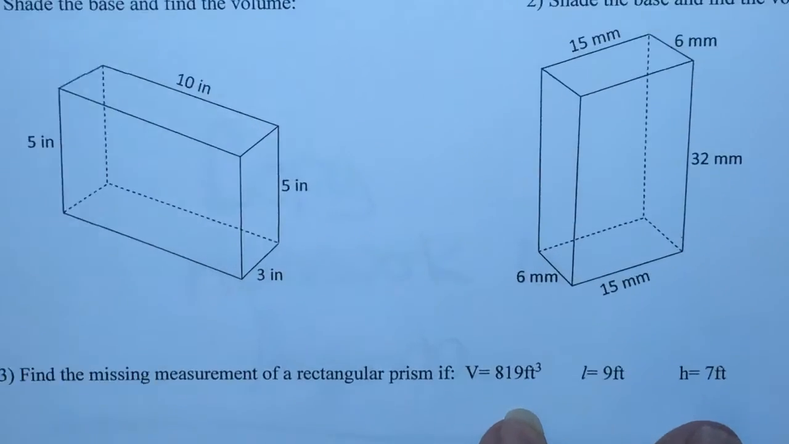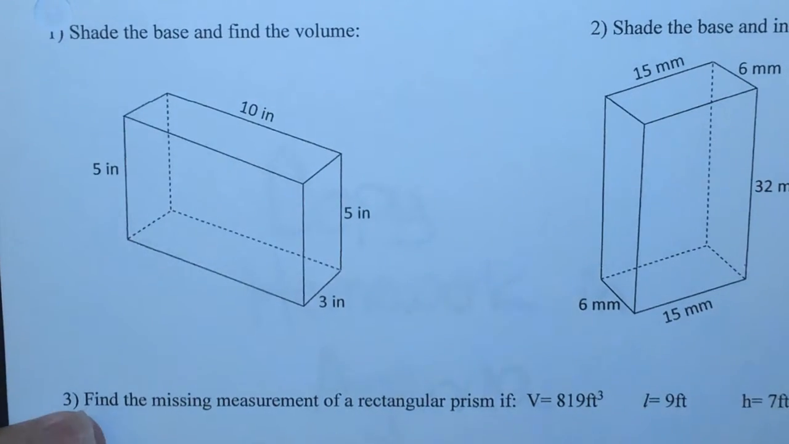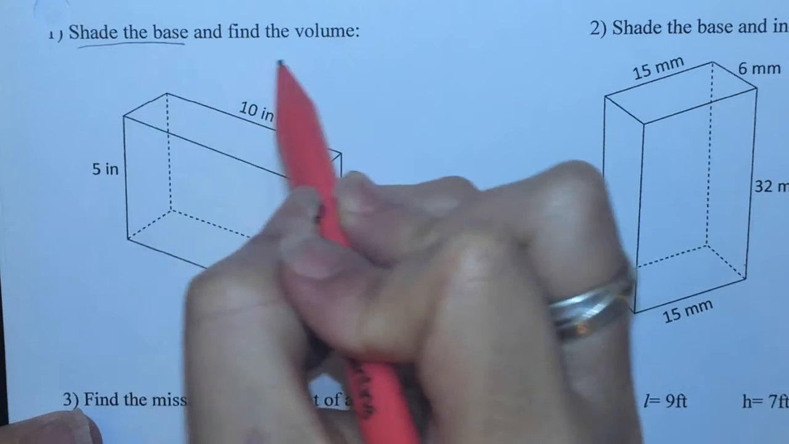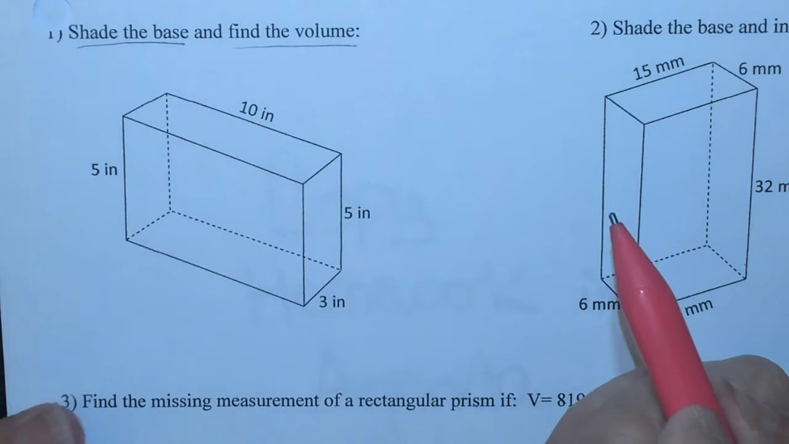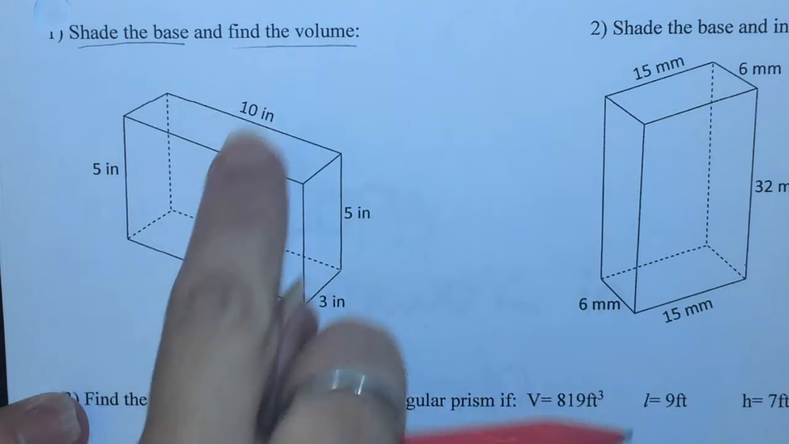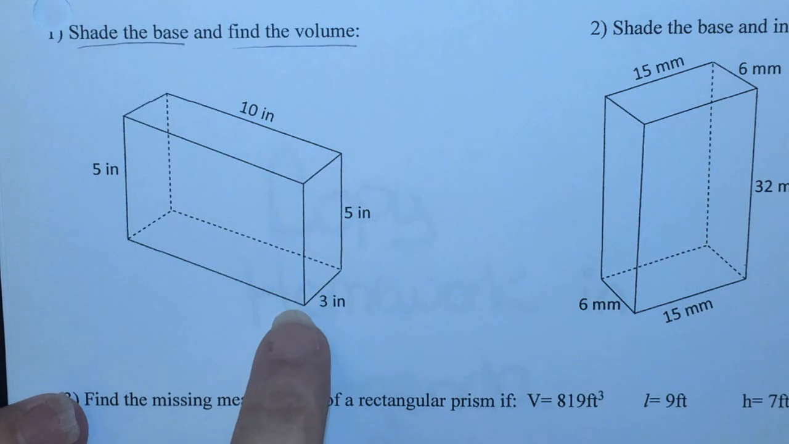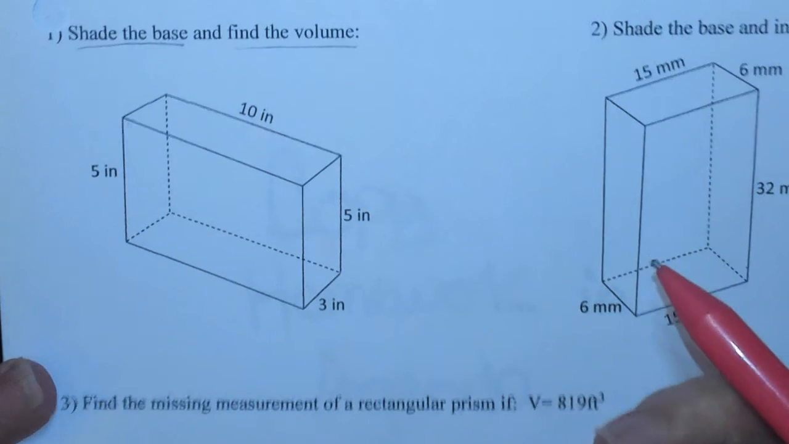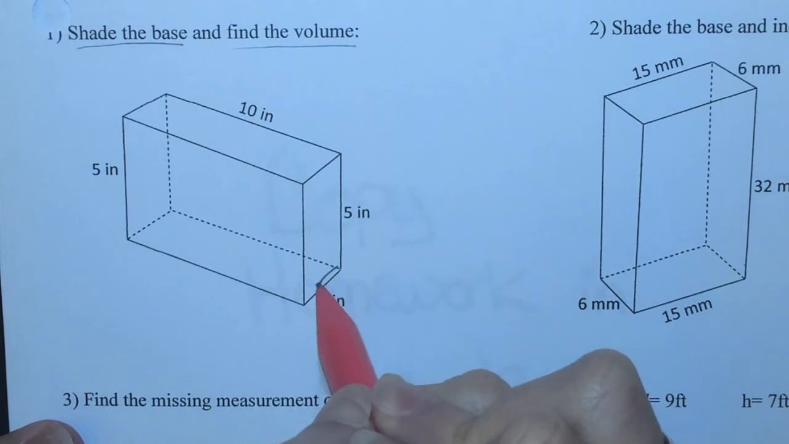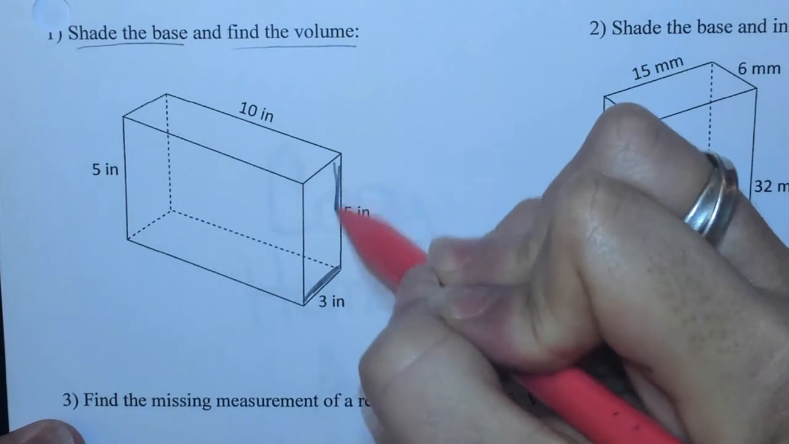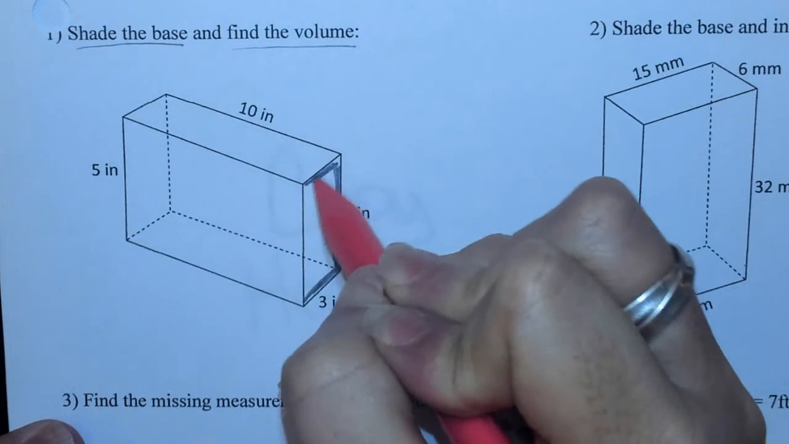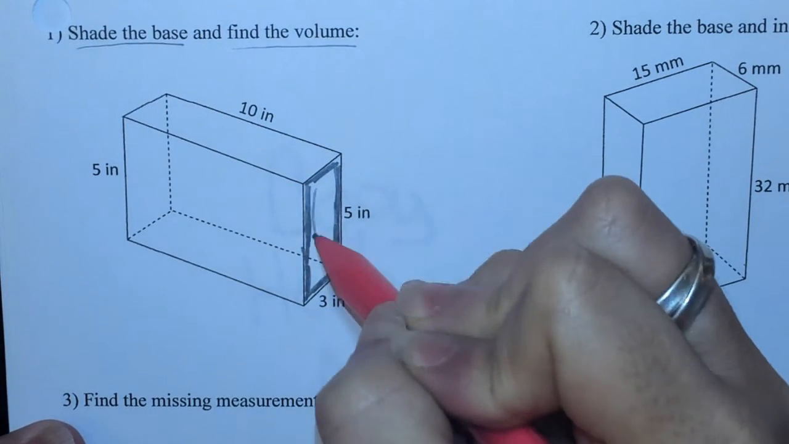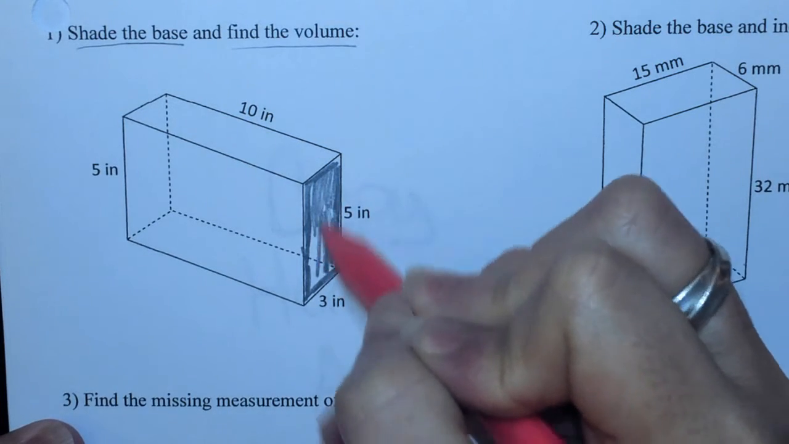Okay, starting out with number 1. We are finding the volume, and the key is they first want us to shade a base and find the volume. Now we found out last week shading a base can be any wall. It's kind of up to you which wall you choose. I choose whatever my eyeballs see the easiest, I guess. So I'm going to choose this wall. I see that it is a 3 by 5. You don't have to. You can do a different one. But I'm going to choose that one because it is a 3 by 5.